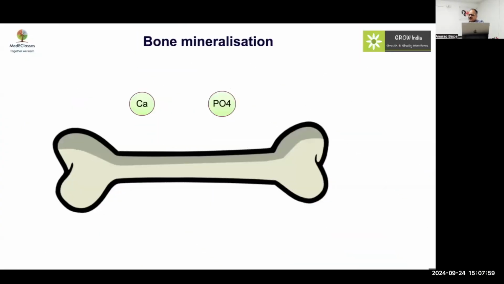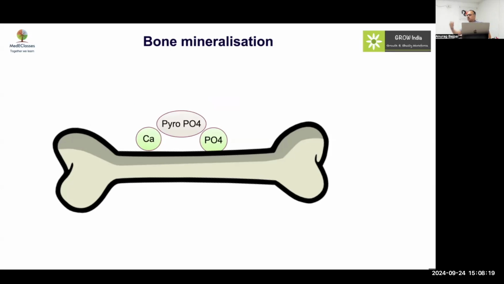Already, bone mineralization requires two major minerals, calcium and phosphorus. And we know that the one more likely to be deficient in preterm babies is phosphorus rather than calcium. Both are important, and they get mineralized and deposited. There is an inhibitor of this mineralization named pyrophosphate, which inhibits the deposition of calcium phosphate, because otherwise you will have ectopic calcification happening anywhere in the body.